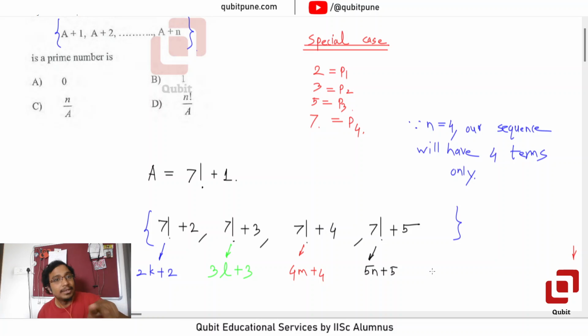And we know B, C and D can never be 0, because division of a non-zero number by another non-zero number can never lead to 0. Hence A is correct.